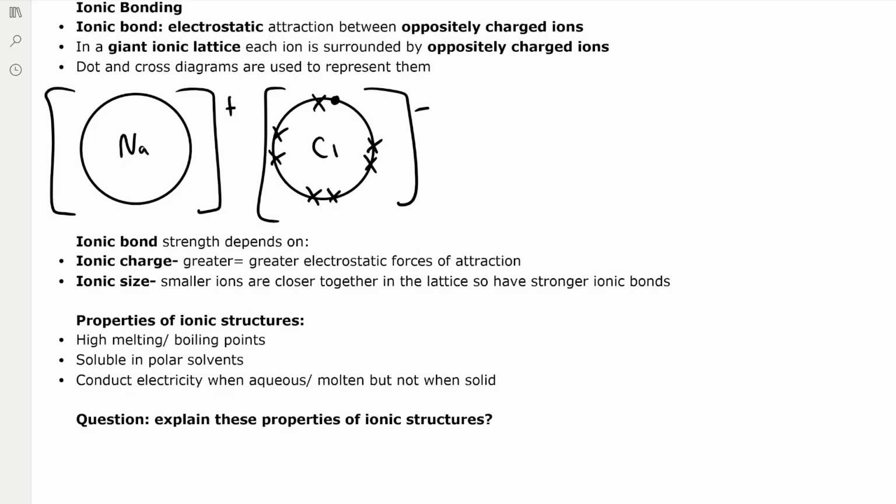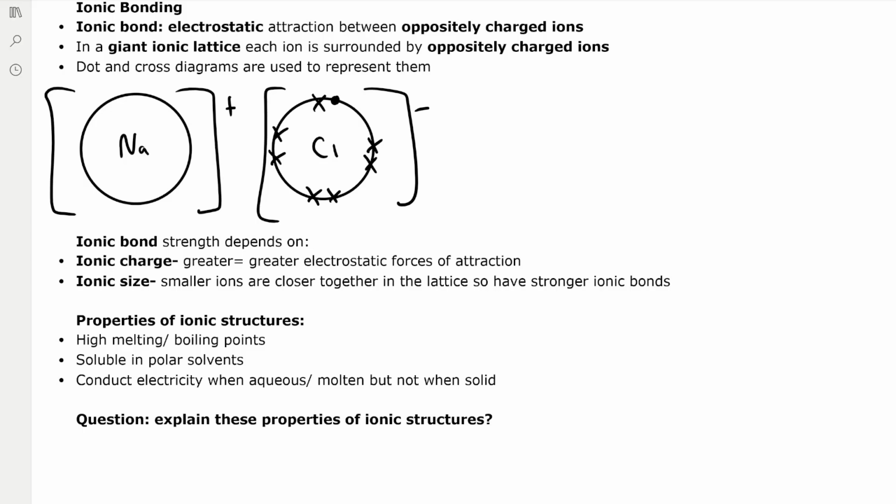And the strength of ionic bonds depends on the ionic charge. So the greater the ionic charge, the greater the electrostatic force of attraction, so stronger ionic bonds. And then ionic size. For example, smaller ions are closer together in the lattice, so they have stronger ionic bonds. And then the properties of ionic structures, which are a result of ionic bonds: high melting/boiling points, they're soluble in polar solvents, and they conduct electricity when aqueous/molten, but not when solid.